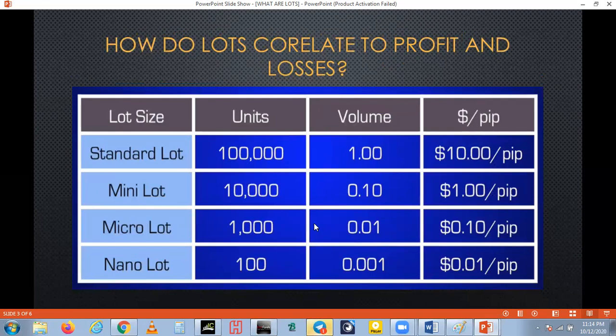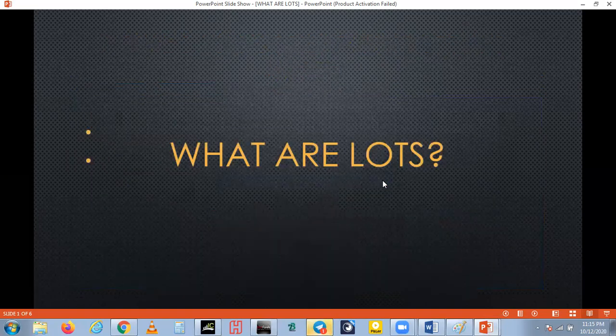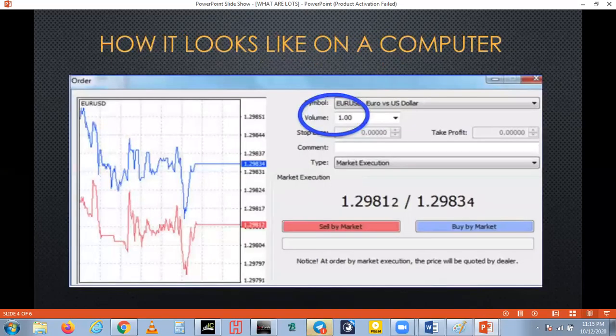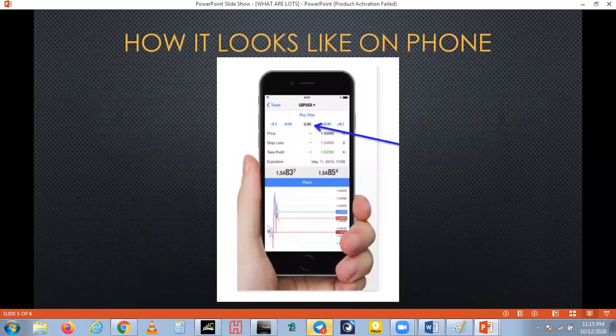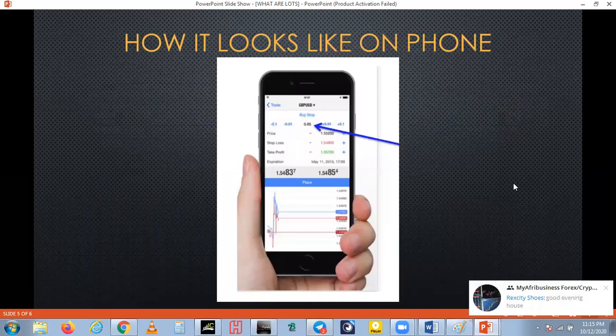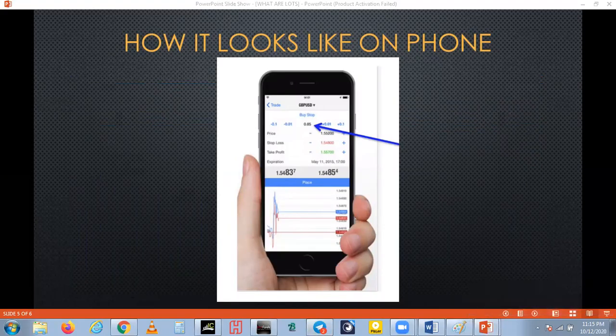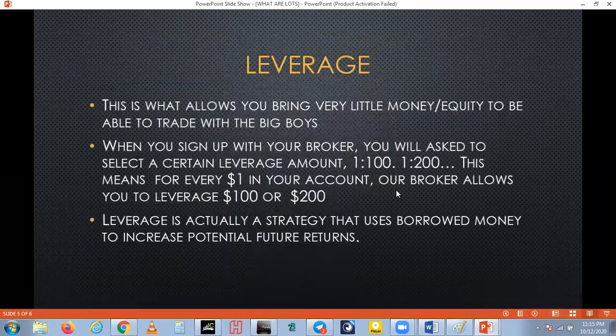So 0.8 mini lots. That's the mini lots. That's 0.85. So that's still a mini lot. So that's what we have here. Okay. This is a mini lot. So this brings us back down to leverage.